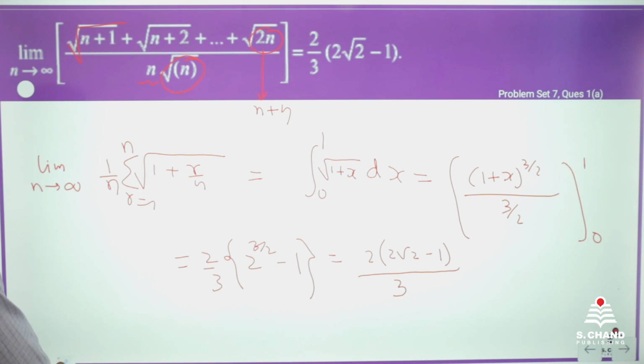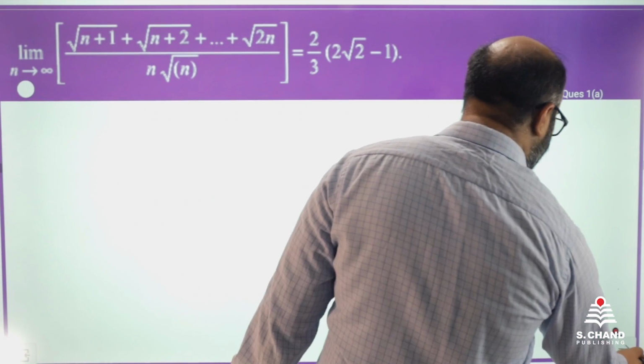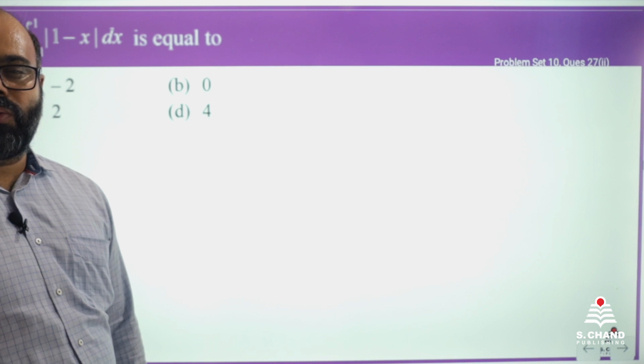So this is a method in which we can use limit of sum and simplify different complex sequences.